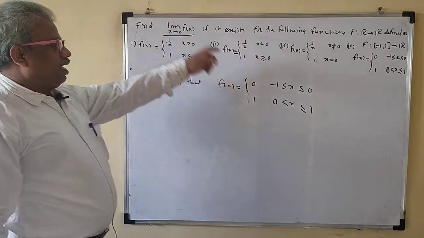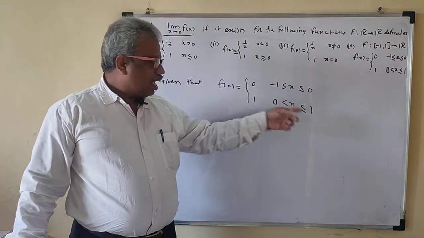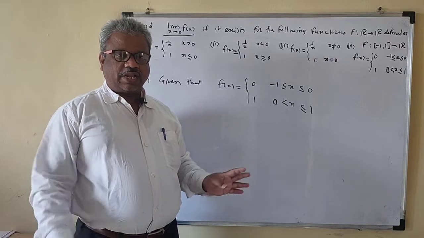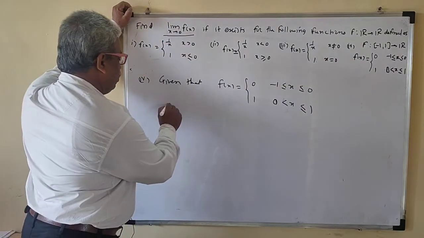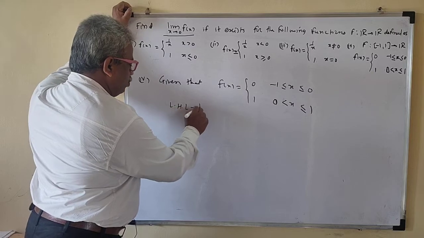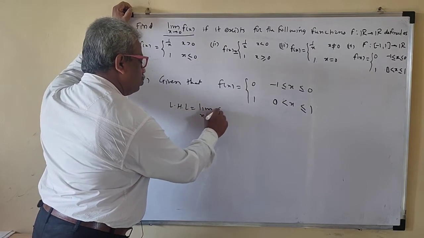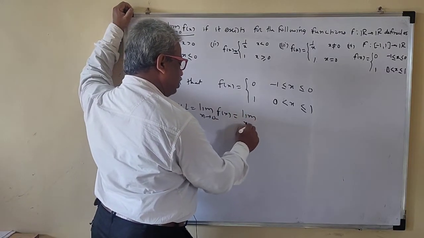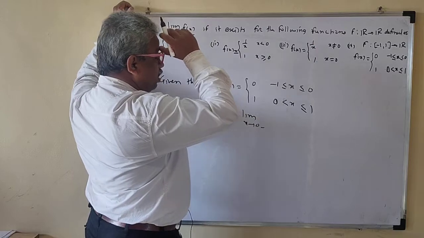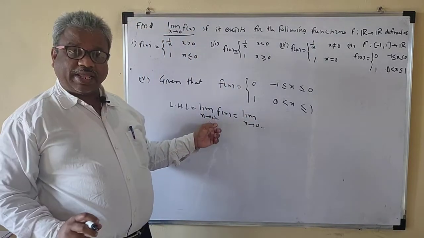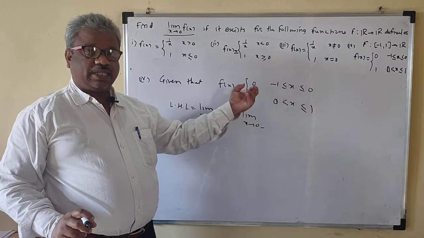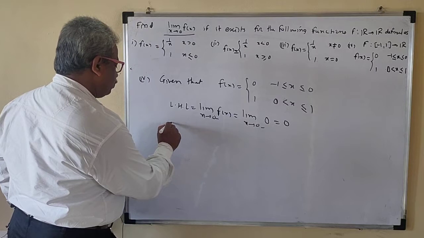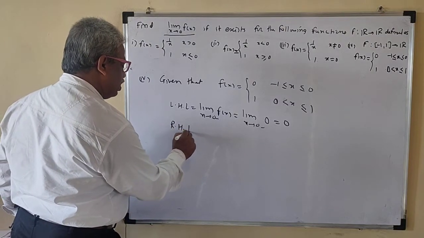Now again see, for x less than 0 your function is 0, and for x greater than 0 your function is 1. So left of 0 and right of 0 the functions are different. That means you have to take the left hand limit and right hand limit. So we take the left hand limit, limit x tends to 0 minus f of x. x tends to 0 minus means x is less than 0, and for x less than 0 your function is 0, and limit of constant is 0. So the left hand limit exists.